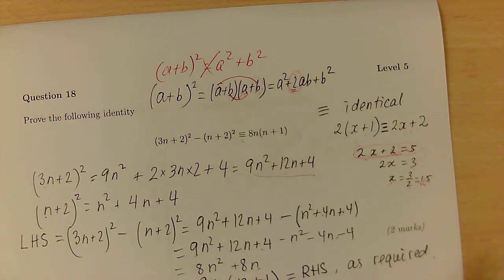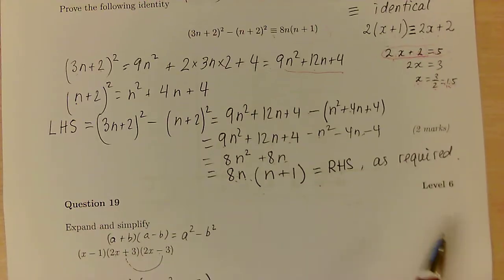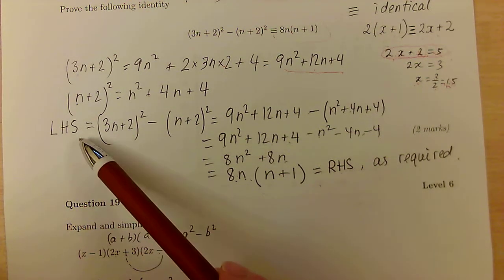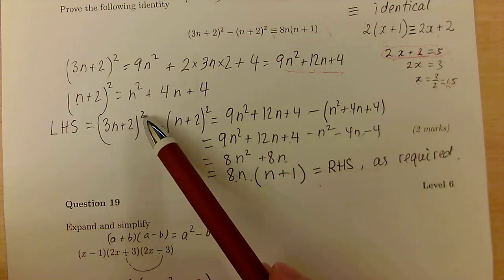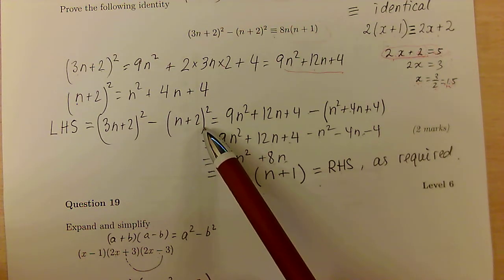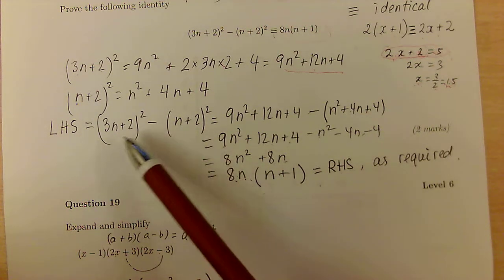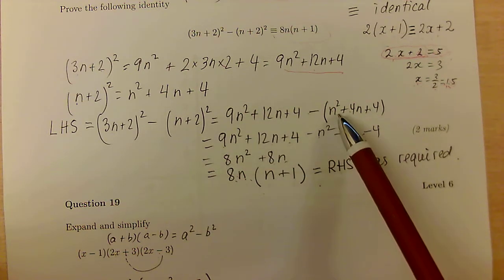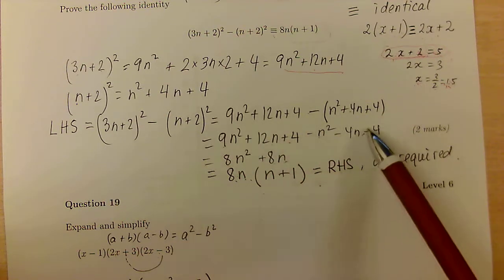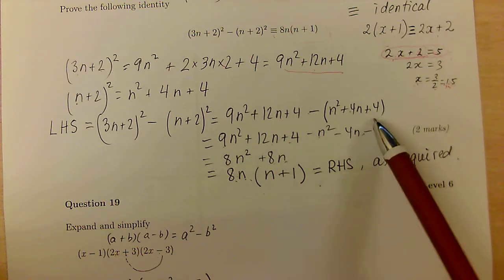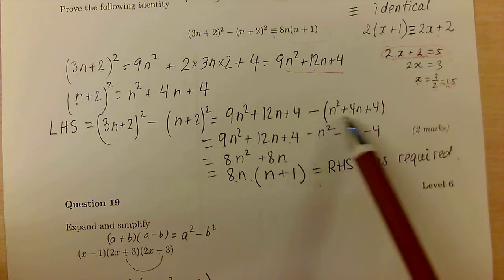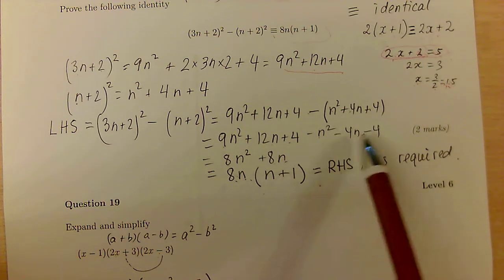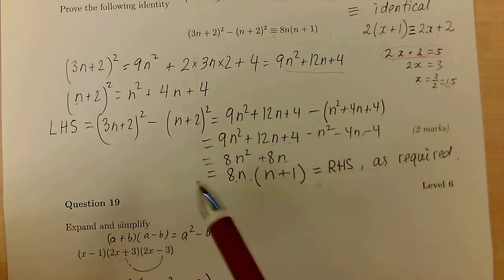Okay, so now let's find the left hand side. Left hand side is equal to (3n + 2) squared minus (n + 2) squared, right? So let's replace (3n + 2) squared with its expanded expression, and (n + 2) squared with its expanded expression. Then subtract all these brackets, so basically subtract n squared, subtract 4n, and subtract 4, right? And then collect like terms.